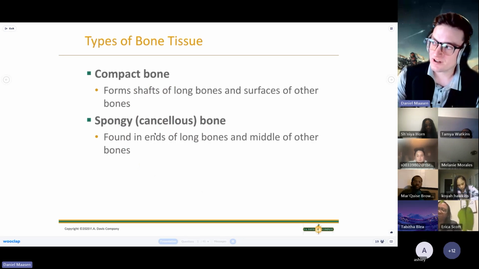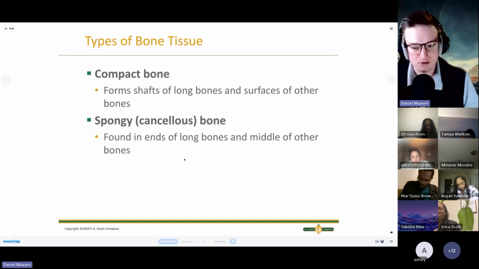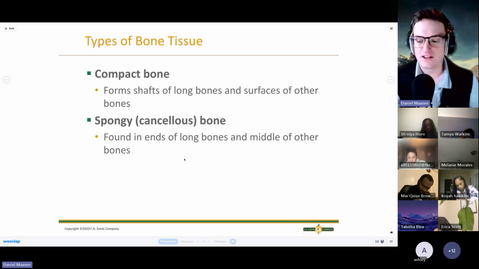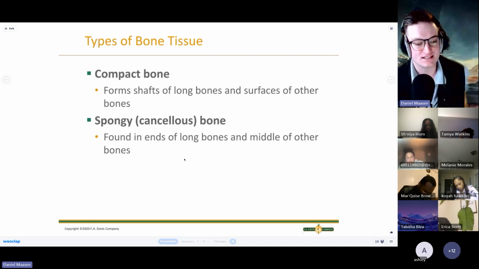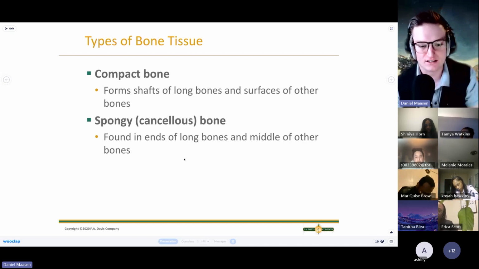Again, spongy is usually found at the ends of the long bone and the middle of some bones. For example, those short bones, those little rectangle bones that make up our ankle, don't have a lot of room for much else besides an outside layer of compact bone and a layer of spongy bone. They don't really have a medullary cavity, right? They're not going to have that.